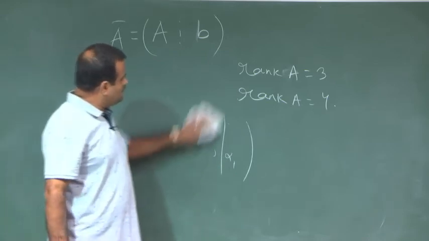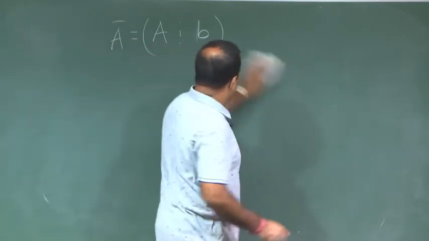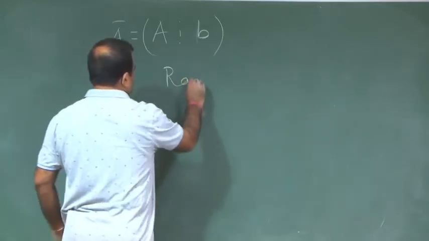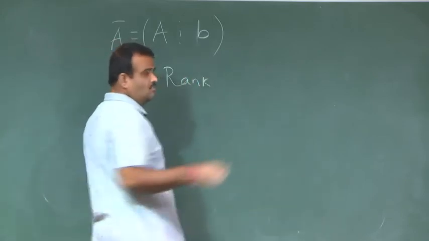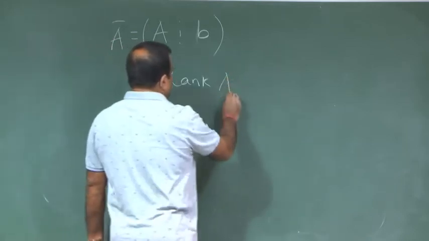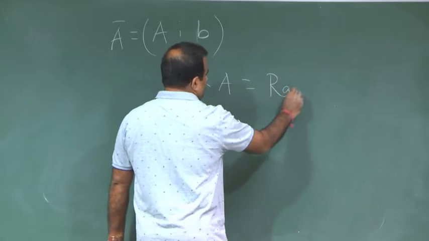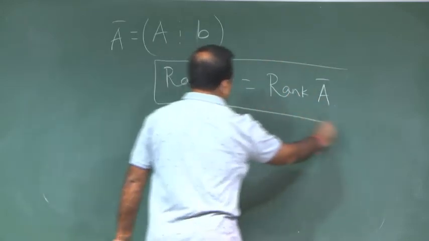So, that means the rank of, anyway, there is a proof for this. I am not discussing the proof now. We may be giving the proof in the notes. So, rank of A has to be the same as rank of the augmented matrix.